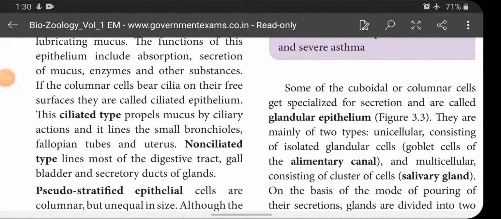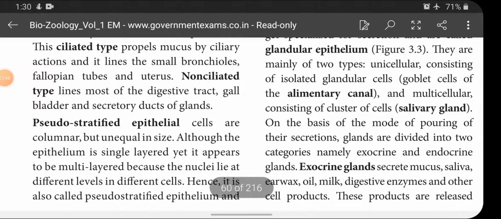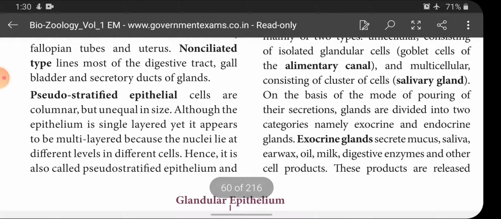Next is pseudo-stratified epithelium, whose cells are columnar but unequal in size. Actually, this is a book back question. What is pseudo-stratified epithelium? Why is it called so? Pseudo-stratified epithelial cells are columnar, tall cells but unequal in size. Although the epithelium is single layered, it appears to be multi-layered. Why? Because their nuclei lie at different levels in different cells, and hence it is called a pseudo-stratified epithelium.